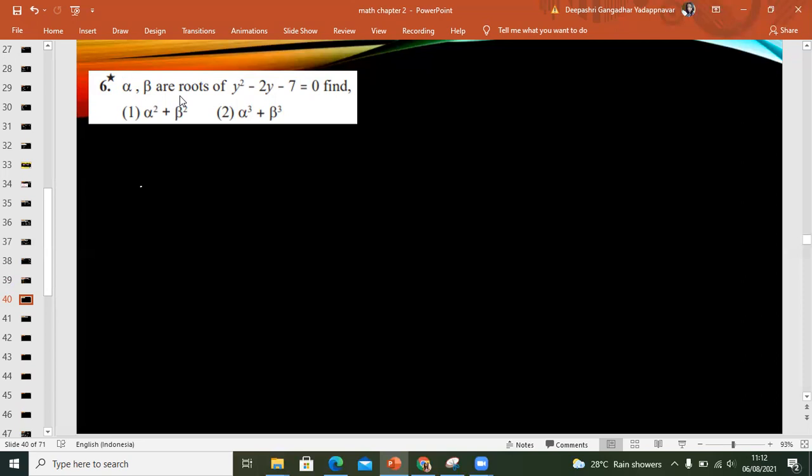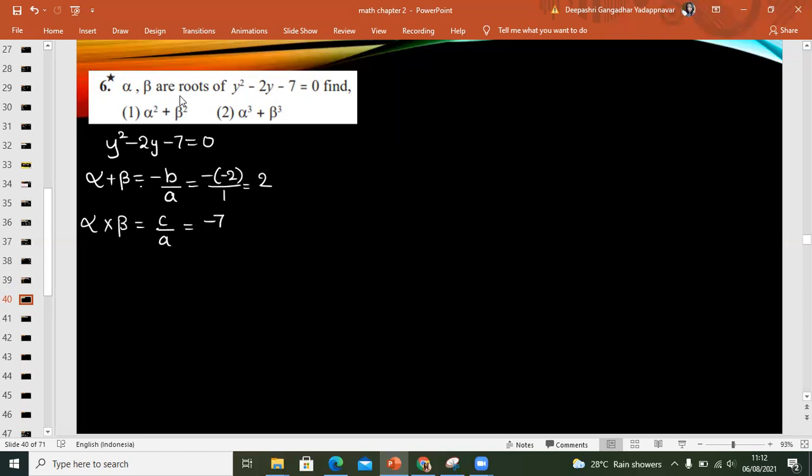So let's solve this. Equation is y square minus 2y minus 7 equals 0. And alpha plus beta formula is negative b over a, which gives you negative of b value is negative 2 and a value is 1. So this gives you positive 2. Negative times negative becomes positive. And alpha multiply beta is c upon a according to the formula. C value here is negative 7, a is 1. So answer is negative 7.